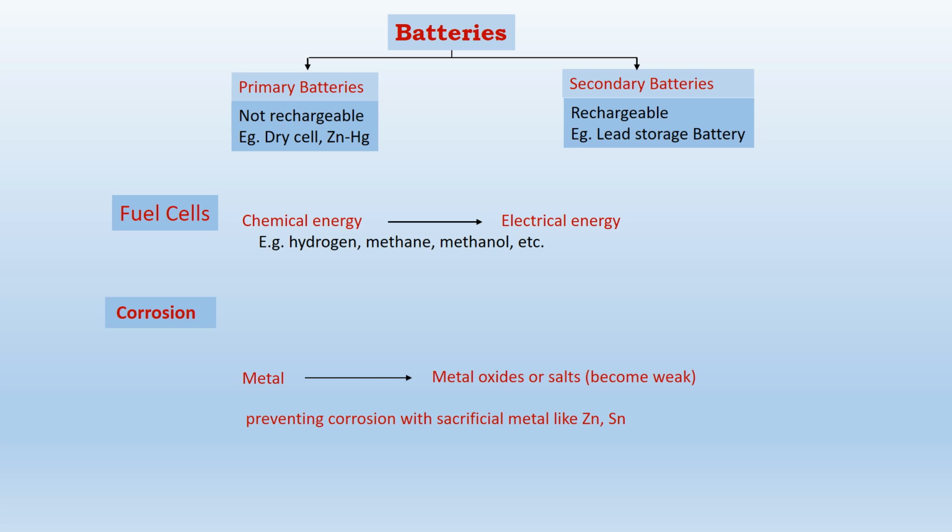Corrosion converts the metal into metal oxide. The surface of the metal is converted into metal oxides or its salts. How can you prevent it? You can prevent it by using a sacrificial electrode like zinc and tin.